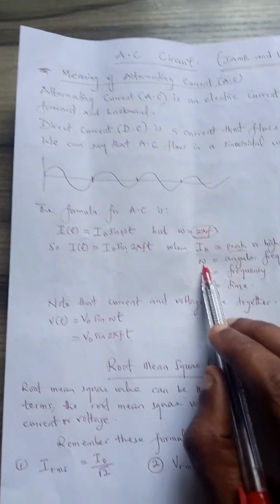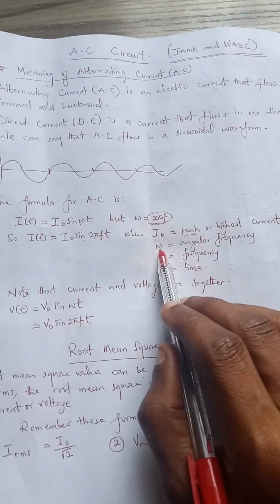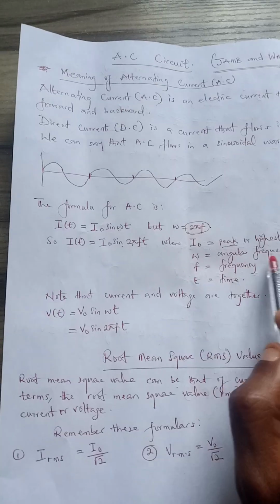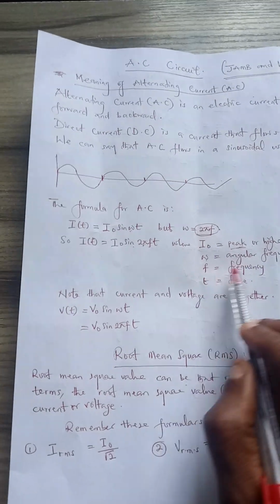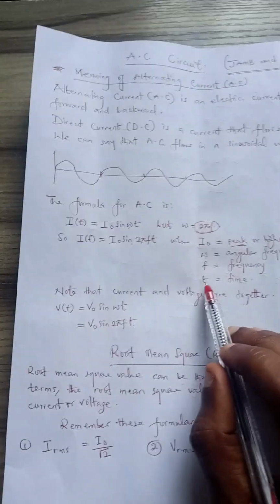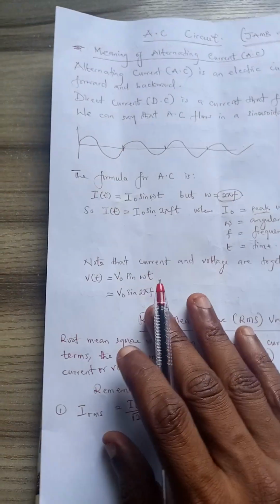Then as I told you earlier, this symbol that looks like W is called omega. It means angular frequency. Then f is the normal frequency that you know, and t is the time that the current flows.